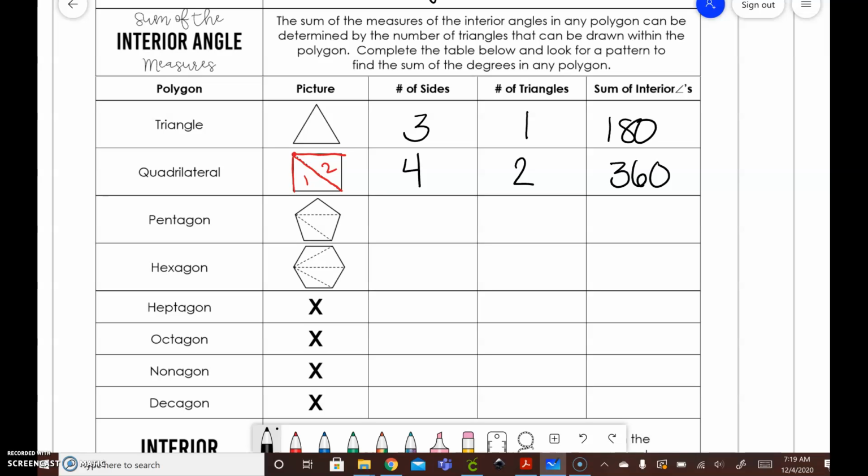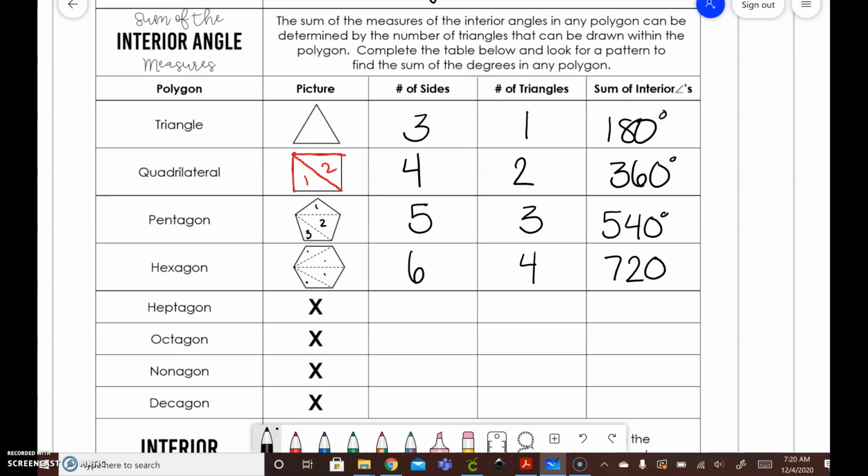Let's do a pentagon. If you do a pentagon, you have 1, 2, 3 triangles. So you have 5 sides, 3 triangles. If we do 3 times 180, we get 540. Now remember, these are all degrees. A hexagon has 6 sides, so if we have 1, 2, 3, 4 triangles, 4 times 180 is going to be 720.